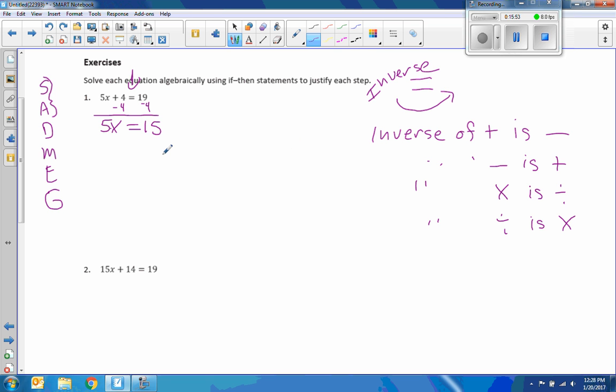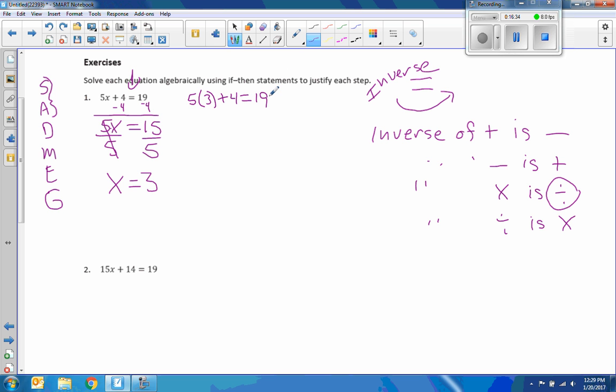This is multiplication. The inverse of multiplication is division. So I'm going to divide by 5. 5 divided by 5 is 1. They cancel. I get x. 15 divided by 5 is 3. Now, it says solve each equation algebraically using if-then statements to justify each step. So I will do the next one like that, but I'm just going to finish here. I'm not done yet. It doesn't say what to do here, but I would highly recommend checking. I got x equals 3. So now substitute 3 in place of x and see if it is true.